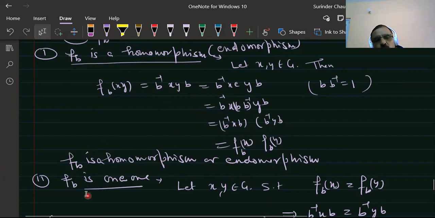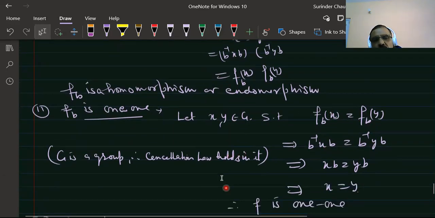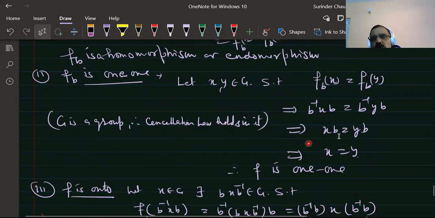Now our second step: we will show that f_b is 1-1. Let us take two elements x, y belonging to G such that f_b of x is equal to f_b of y. Substituting the values, b inverse x b is equal to b inverse y b. G is a group, so cancellation holds. Applying left cancellation by b inverse, we get x b is equal to y b, and applying right cancellation by b, this implies x is equal to y. So f_b of x equal to f_b of y implies x equal to y. This mapping is 1-1.